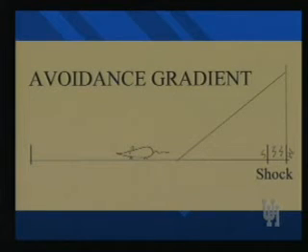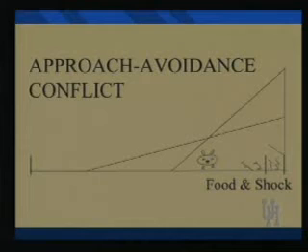You can do a similar thing if now you put a shock grid down there. The rat, when it explores the runway, discovers that there's a shock if they get down to the end, and therefore will avoid that end, stay away from it, and you'll have an avoidance gradient. Note that avoidance gradients tend to be steeper than approach gradients, which leads to then our being able to develop a model of conflict. This is an approach avoidance conflict.